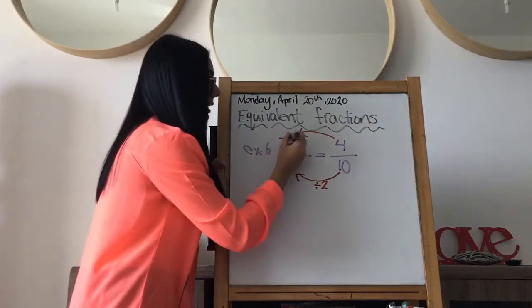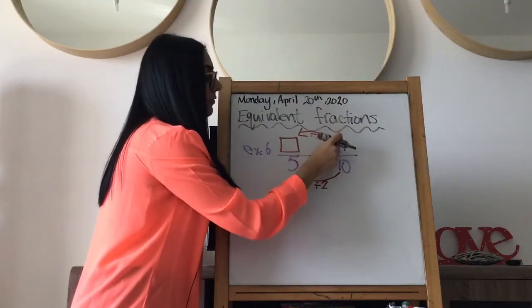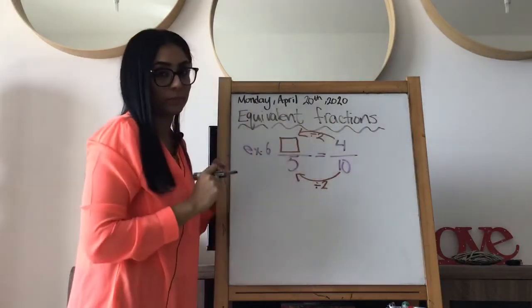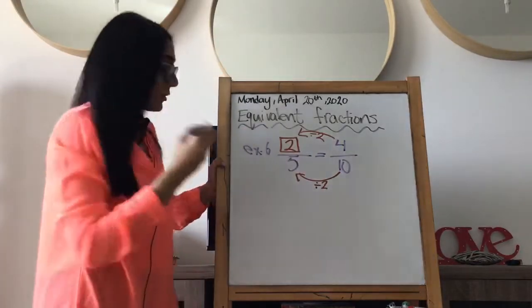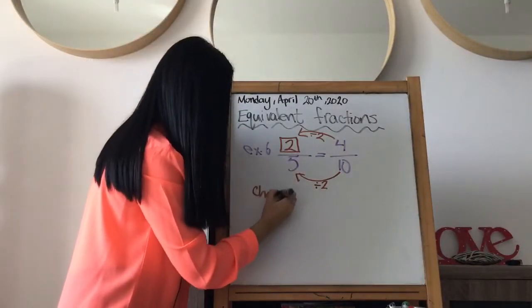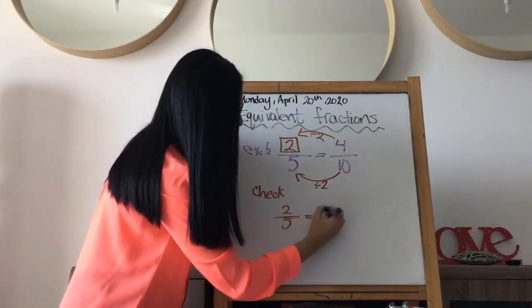So that tells me to get this mystery number, I need to divide the top by 2. So what's 4 divided by 2? 2. There we go. But I know some of you prefer your multiplication, so check your multiplication. 2 over 5, 4 over 10.